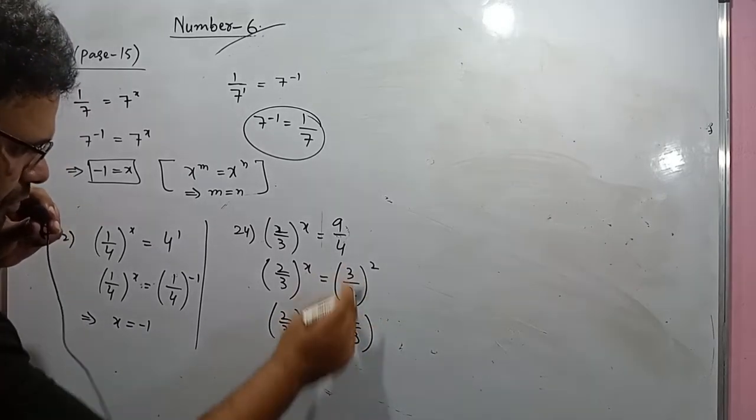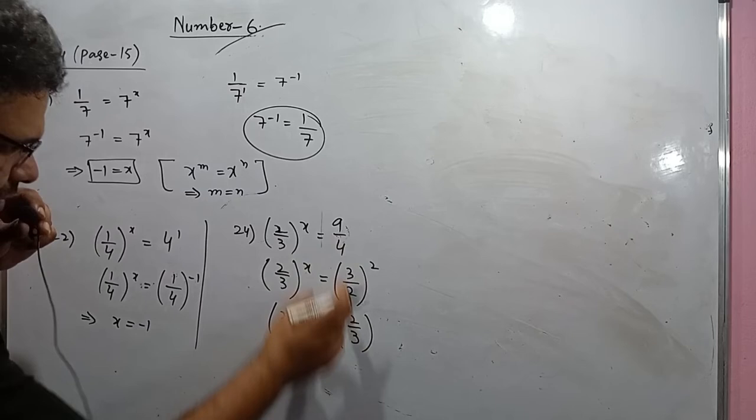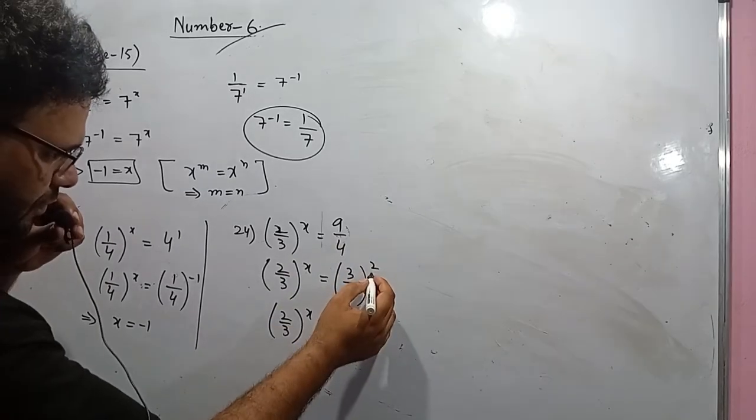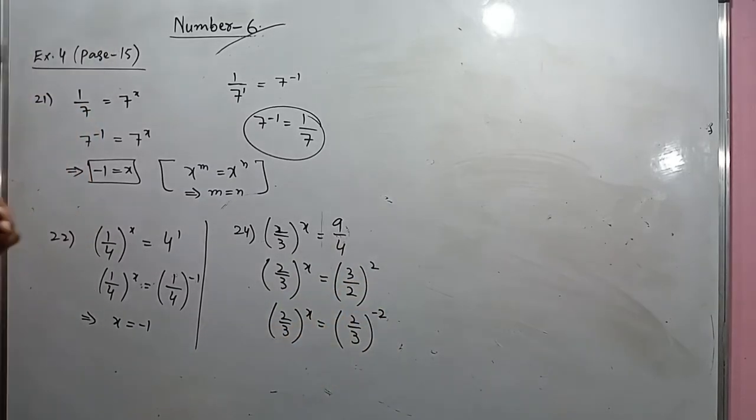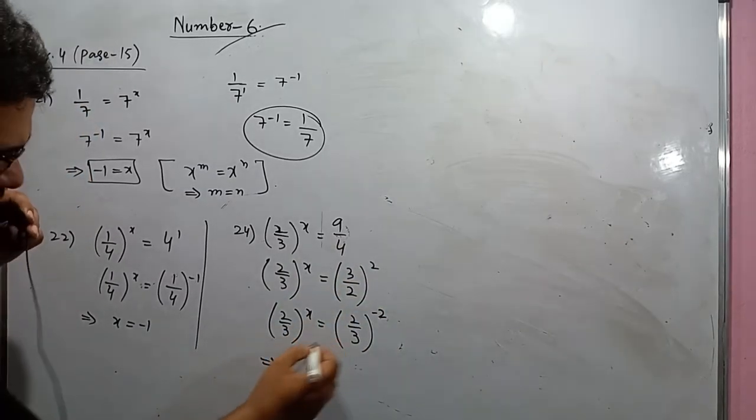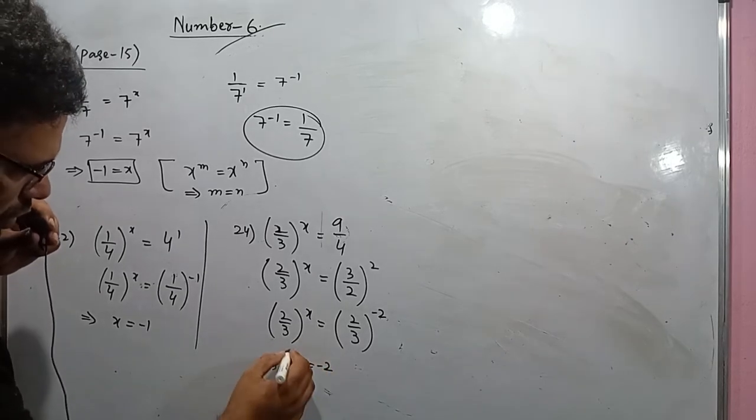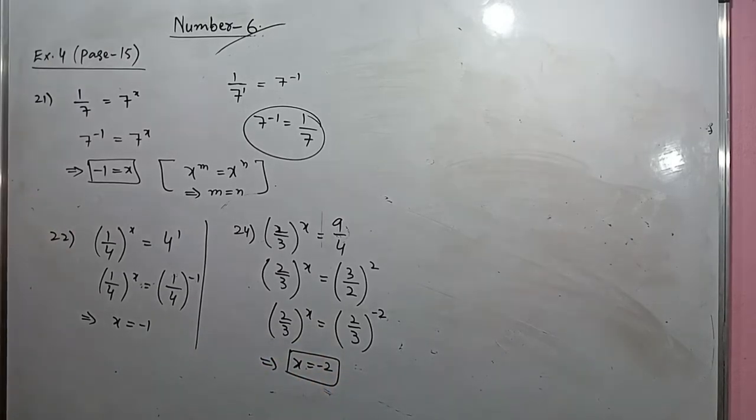That is the reciprocal of this. By taking the reciprocal of this number, the power will become minus 2. So it implies, now the bases are the same, x is equal to minus 2. This is the solution for x.